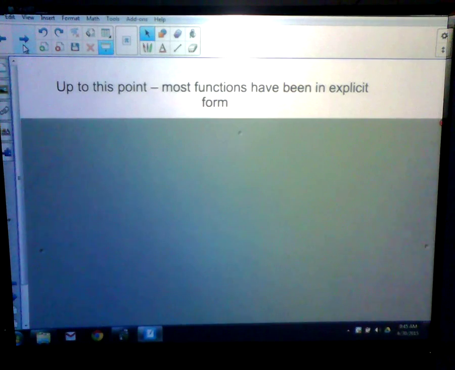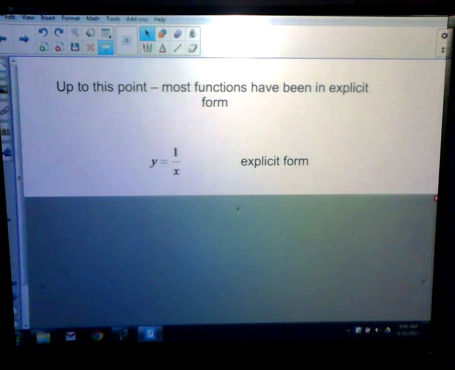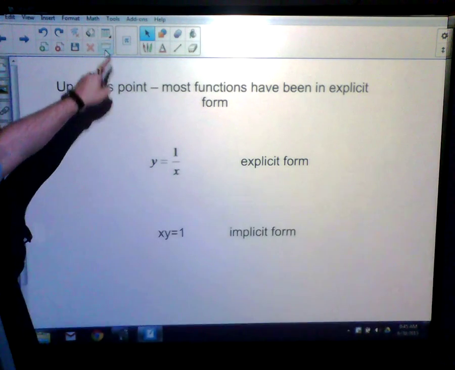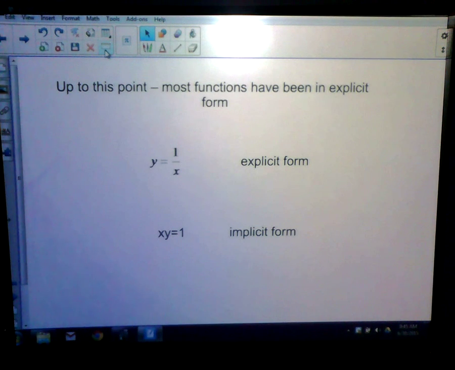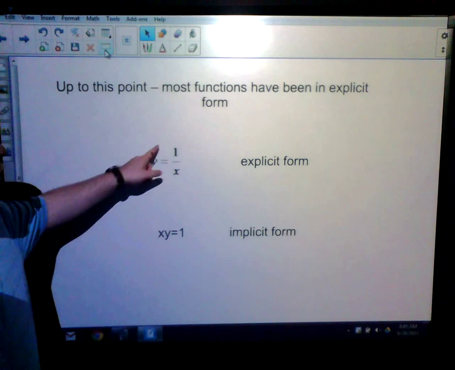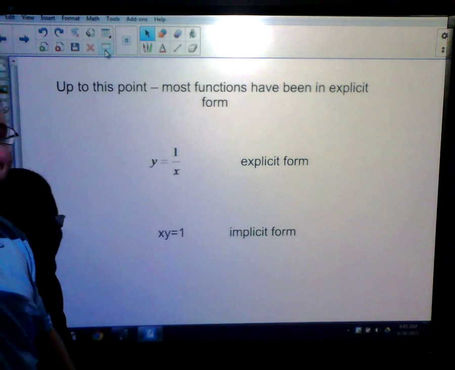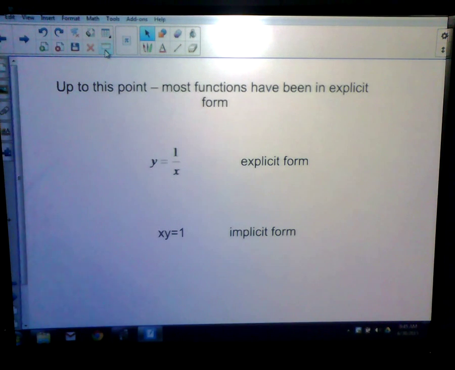Up to this point, most of the functions that we've dealt with have been in explicit form. Explicit's what you're used to, y equals. But they don't have to be. They could be in implicit form. Implicit just means that the x's and y's are all together. Notice that these two functions are the same. They're just different ways of writing them. Explicit functions are set to y equals. Implicit, not necessarily y equals.